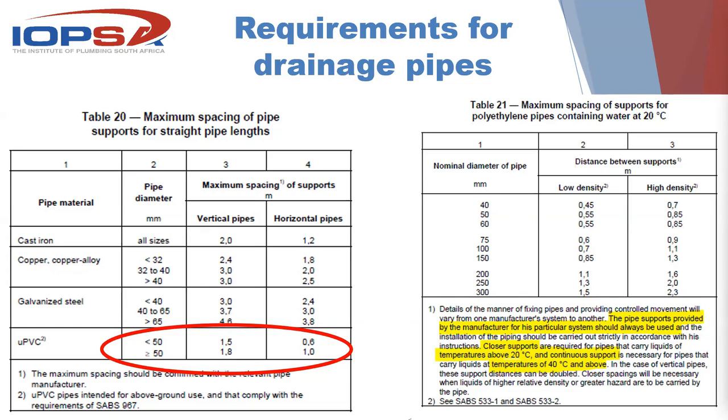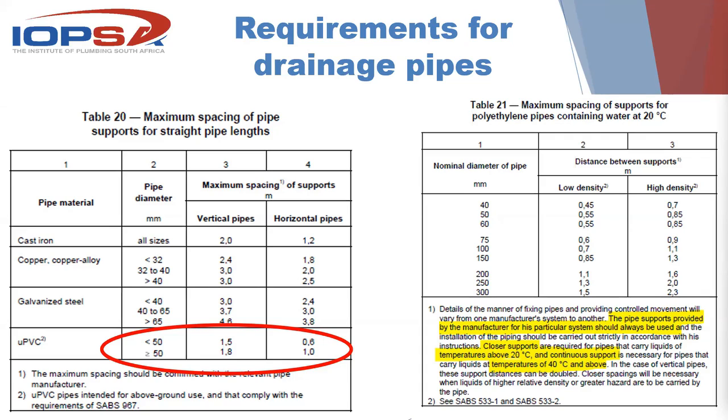From 50 upwards, that includes 110 mil pipe, 75 mil pipe, etc. Vertically 1.8 and horizontally 1 meter. So we never see brackets at that spacing. It's always much less than that. And on the right-hand side, I just want to draw your attention to that highlighted section. And it says the pipe supports provided by the manufacturer for this particular system should always be used.